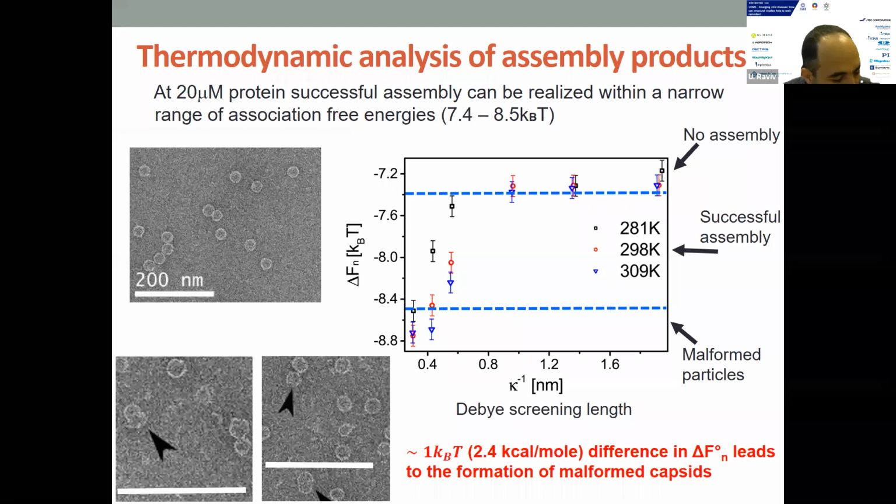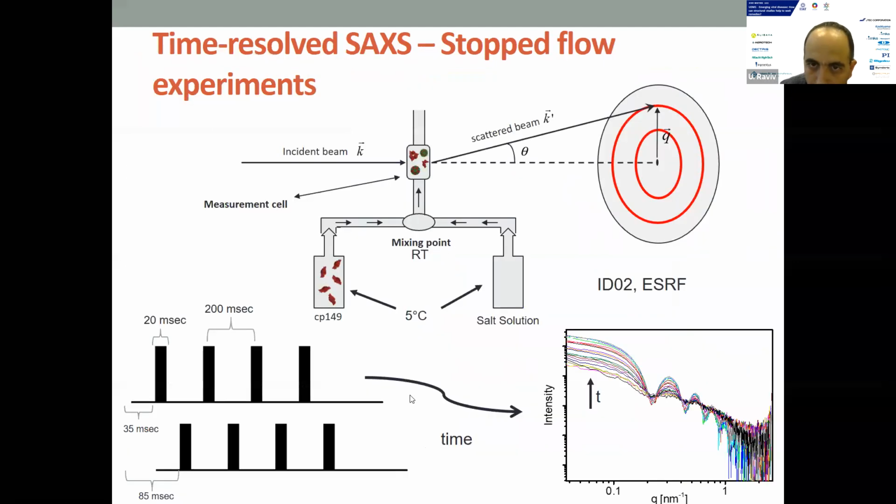So this gives hope that actually drugs can be generated in order to tune this association energy, small molecules or maybe even osmolytes can do it. So this is the case in equilibrium.